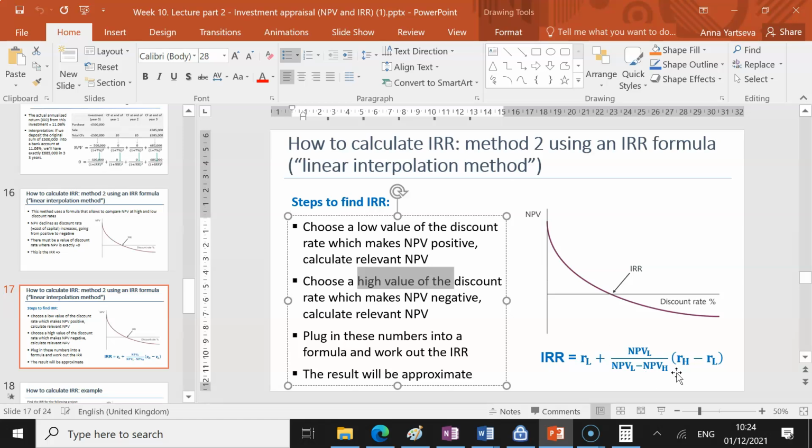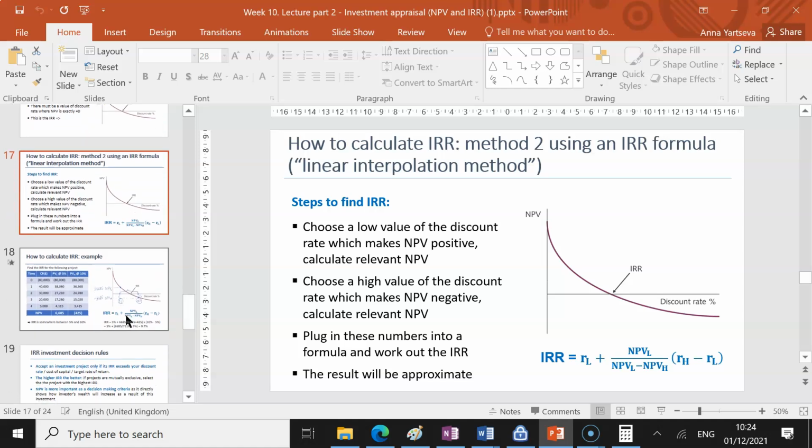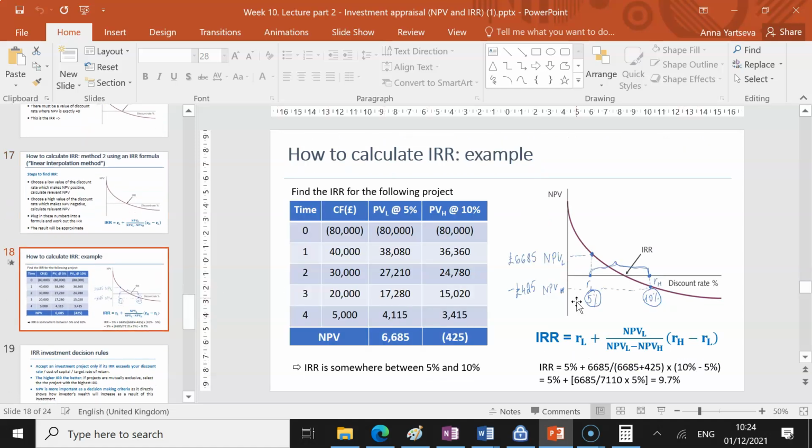Don't try to understand why this formula looks like this. It's just a mathematical way of approximating the result. You don't need to understand how it's been derived. The result will be approximate. You will not get the fully correct answer, but it will be more or less decent. And here in the lecture, I show an example of how you calculate it.